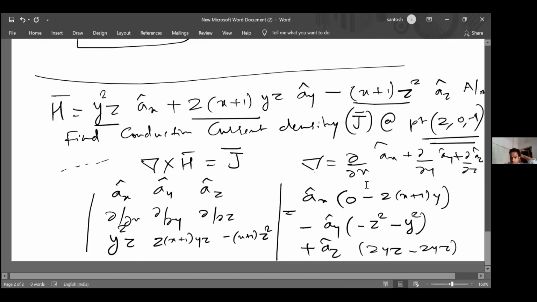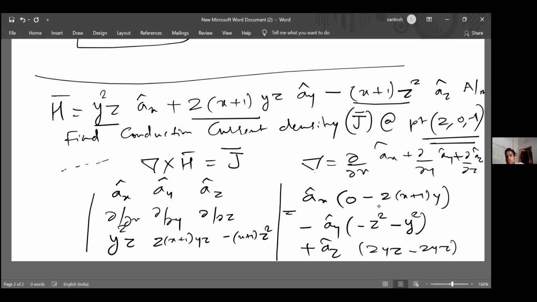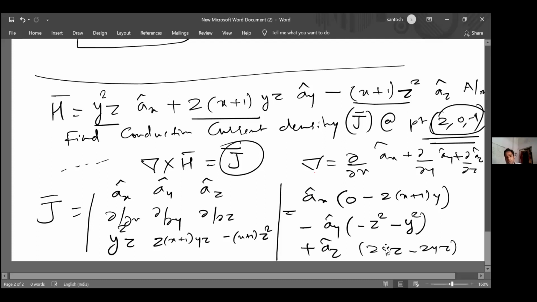Okay, so this is how we get it. We can put the values of x, y, and z, and we will get a vector. This vector is J bar. So that is how we use the point form and the integral form. So that was Ampere's second law.